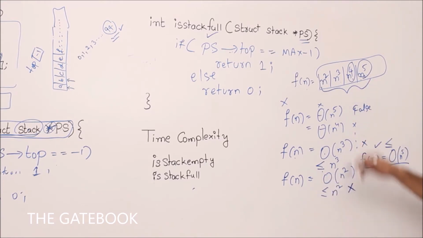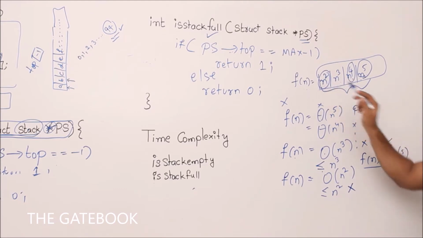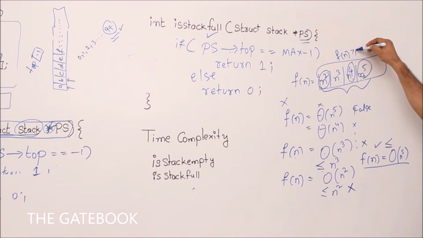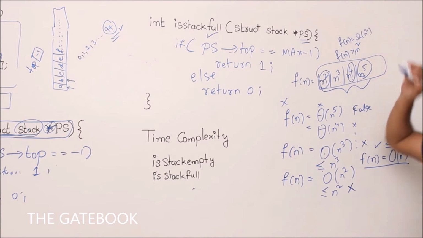That's why order of n power 5. Now, is it not always greater than or equal to n square? Yes, that's why we simply say f of n is greater than or equal to n square, always. That's why greater than or equal to means omega. But theta will not work.